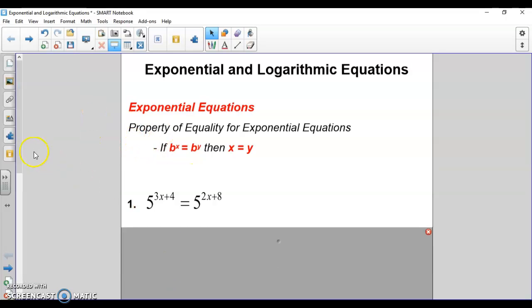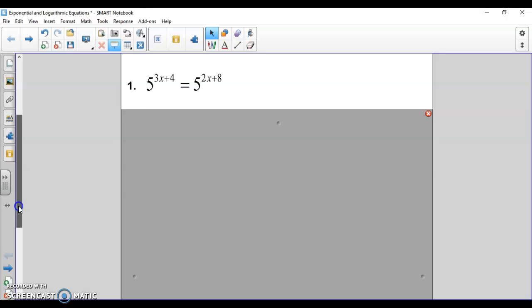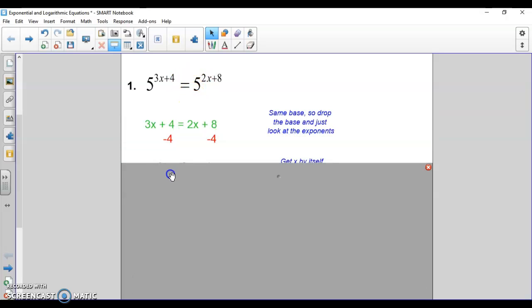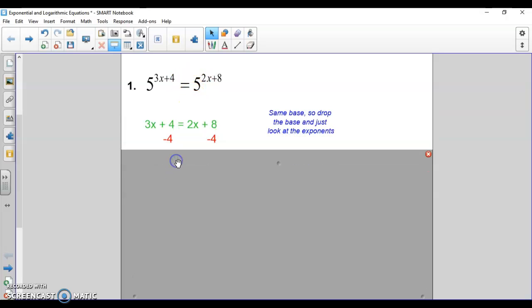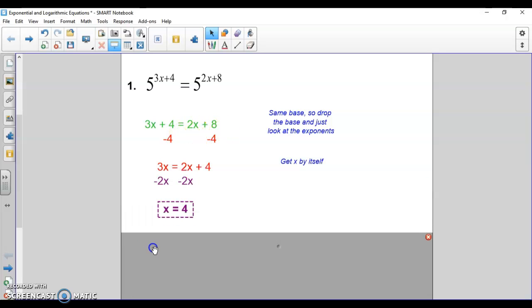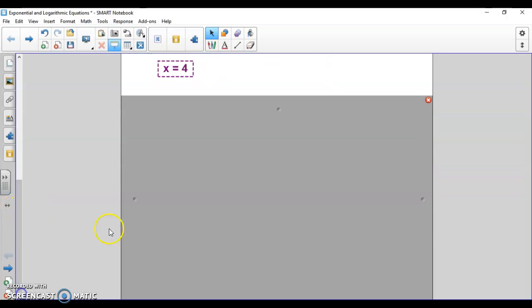An equation like this is actually pretty easy. The bases are the same. Both are base 5. So all you do is essentially just drop the base out and set the exponents equal to each other. 3x plus 4 equals 2x minus 8. Work on getting x by itself. So you subtract 4, subtract 2x, all that kind of stuff, and get x equals 4. And you're good to go. Alright, so that's the easier ones.